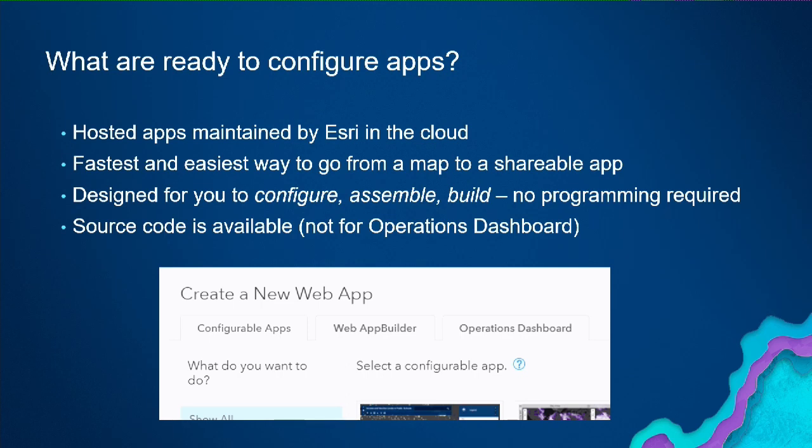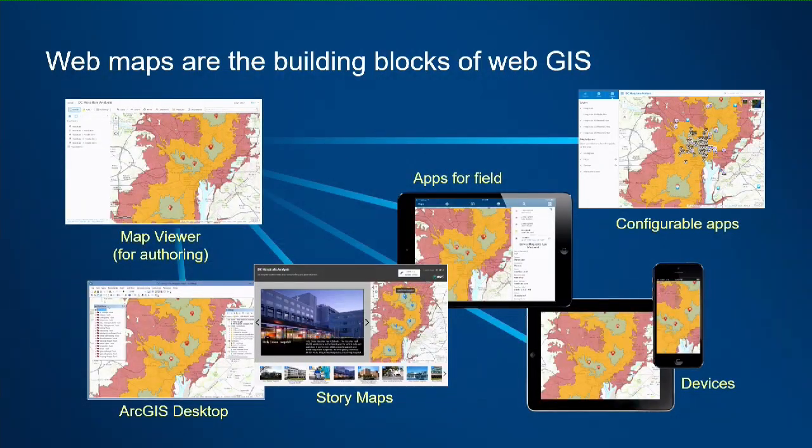and they basically fall into three different categories now. New with the last release are these three tabs that you'll see in the Create a New Web App dialog. There's Configurable Apps, Web App Builder, and then Operations Dashboard. For Web App Builder, there is a developer edition. For Configurable Apps, the source code is available, but there is no source available for the Operations Dashboard, which is the new tab which appears on that dialog.